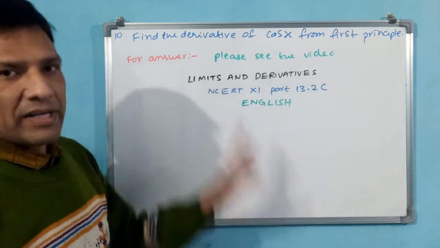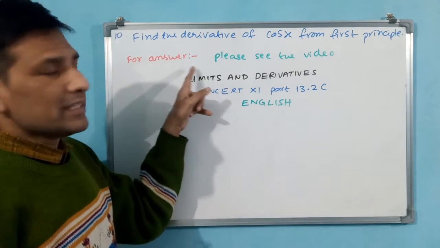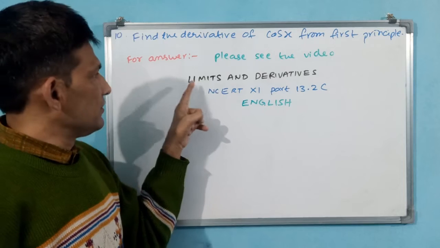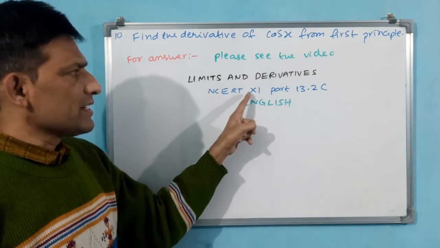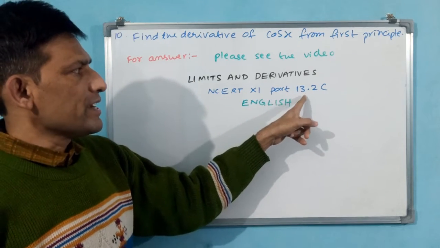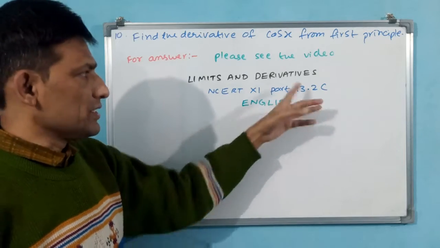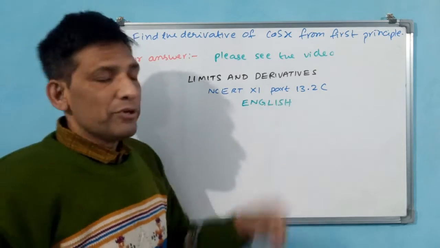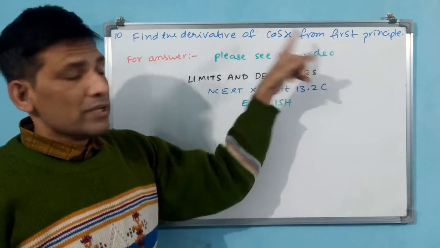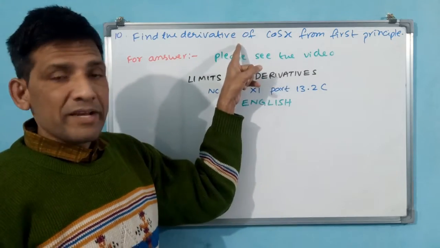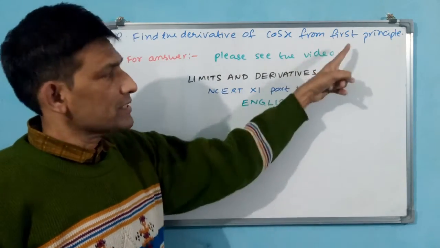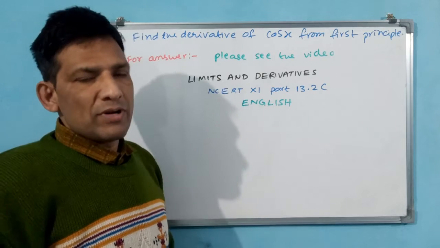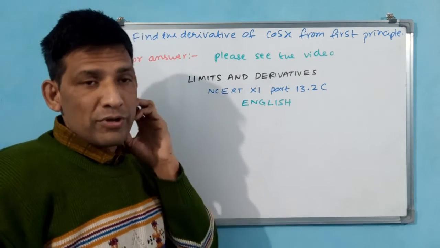See, this we have already done. For the answer, please see the video Limits and Derivatives NCERT 11 Part 13.2c English. This video you please watch. In that video, we have done the derivatives of sin x, cos x, tan x. Those 3 we have done. The remaining 3 I am going to do now.